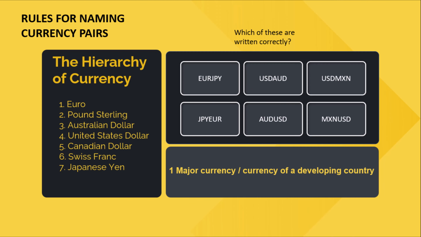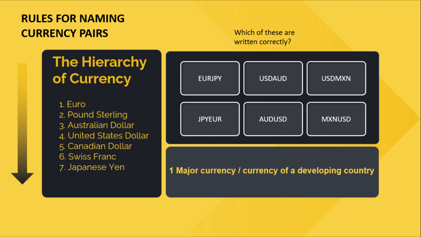Now, what are the rules for naming a currency pair? First of all, we have what we call the hierarchy of currency. The hierarchy of currency is a list of 7 currencies that must follow a hierarchy: what must come first and what must come next. So from euro to JPY, you have to list it such that euro comes before any of these currencies, and if you are listing any of these currencies against JPY, JPY comes last. For example, you can have EUR/GBP, that's euro against pounds, but you cannot have GBP/EUR. You can have EUR/JPY, but you cannot have JPY/EUR.